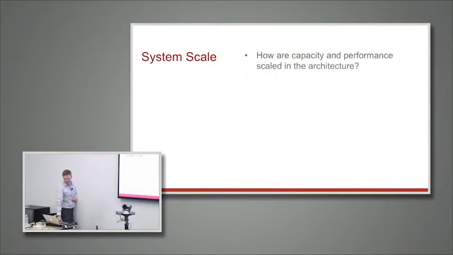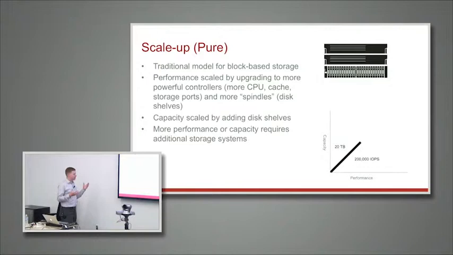So, system scale. How are capacity and performance scaled in the architecture? Of these three architectures, one is a fairly traditional scale-up architecture. This is the traditional model for block-based storage, and that's not necessarily a bad thing. There's a familiarity with the scale-up model that a lot of administrators have, and moving to flash, a lot of times they want to carry over a similar model. You get more performance out of a scale-up model by moving to more powerful controllers. That's why it's called a scale-up model.